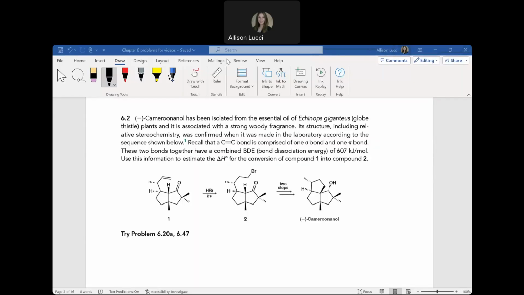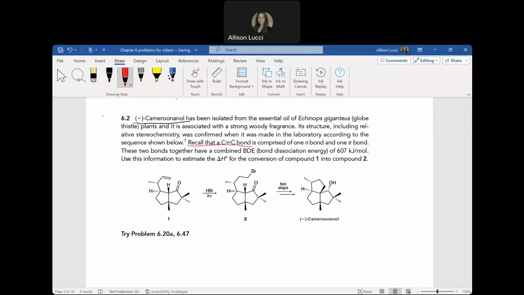So now we'll take a look at problem 6.2, and we're given a specific molecule named here, and we're told that it's isolated from this certain species of plant and all these great details. But what we're interested in is the chemistry, right? So we have our first bit of information here.